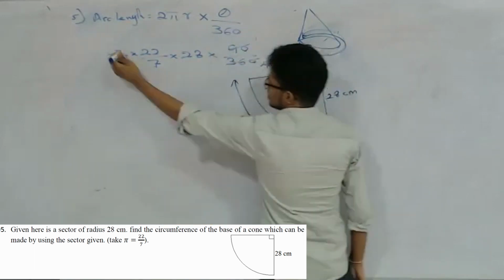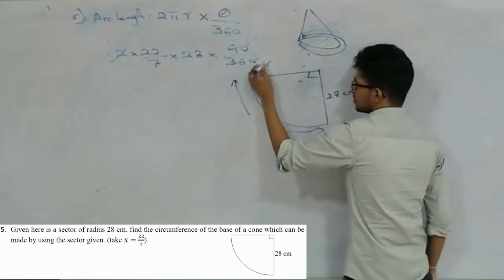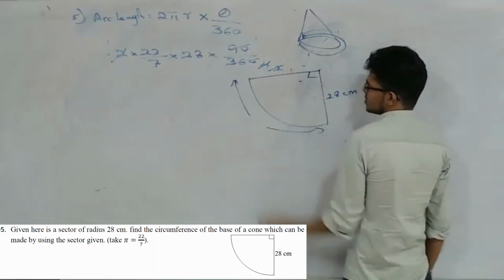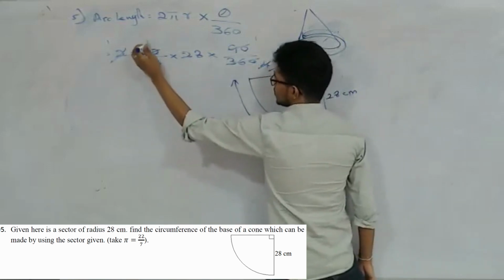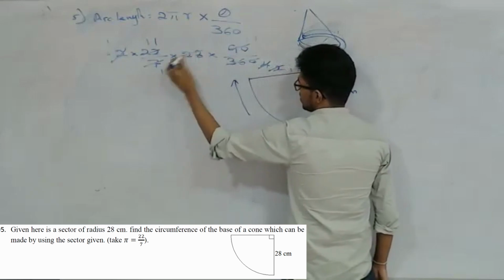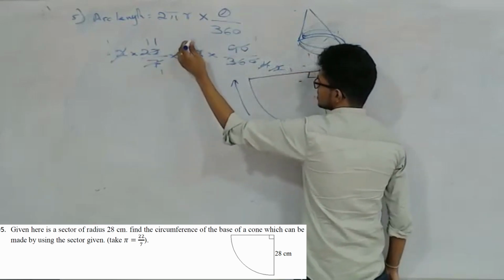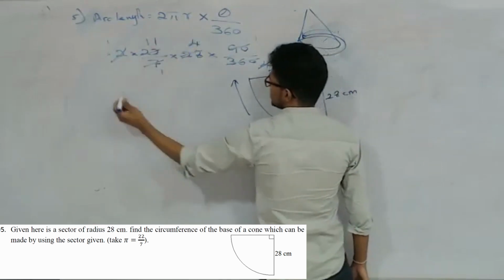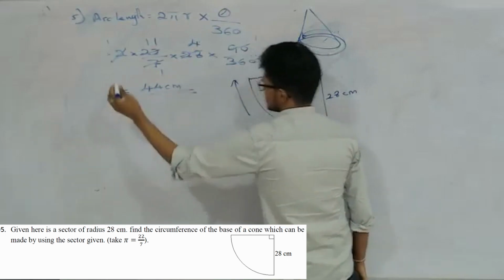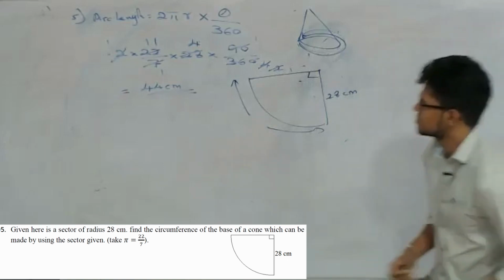What else? You can divide by 2. 4 divided by 2 is 2. This one also, 2 divided by 2 is 1. 22 divided by 2 is 11. Here you have 7, and 28 divided by 7 is 4. So you get 11 times 4, which is 44 centimeters. That's it. 2 marks.